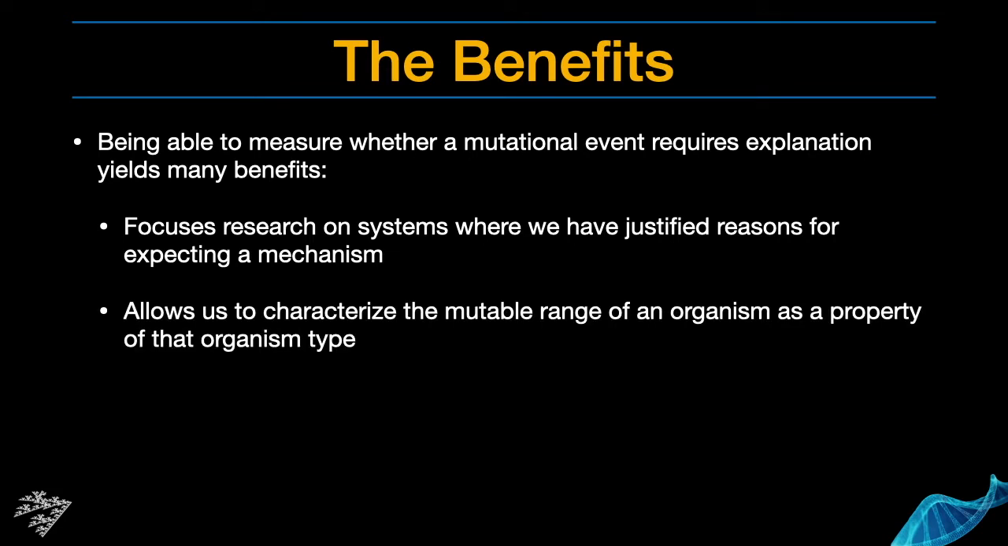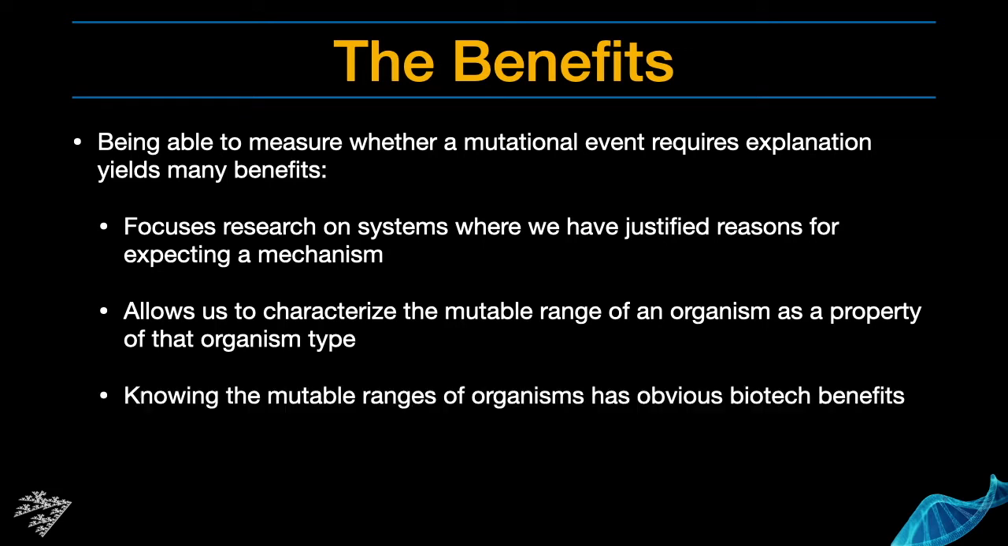The other thing is that if we have a way to measure this, we can not only characterize the characteristics of an organism, we can actually characterize the mutable range of an organism as a property of that organism type. And this is called, by Caporal, she calls this the implicit genome. How far is the genome implicitly geared to be modified? And so it'd be great if we could measure that as an actual property of an organism.